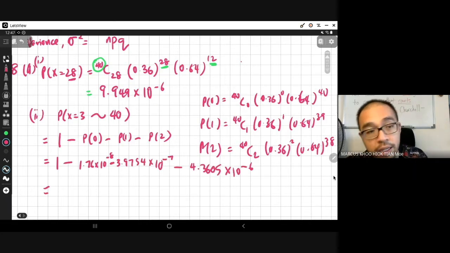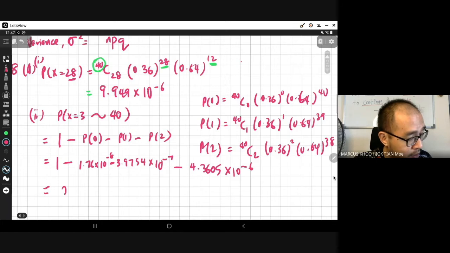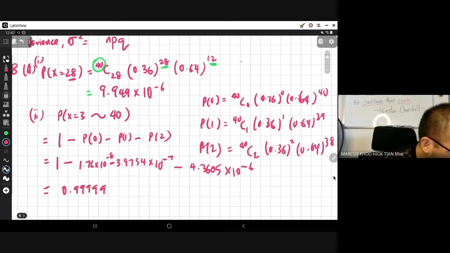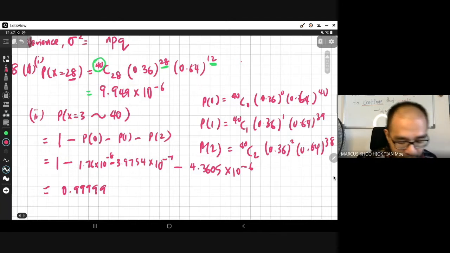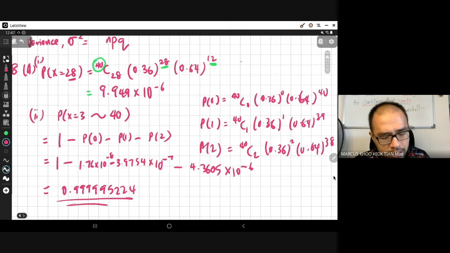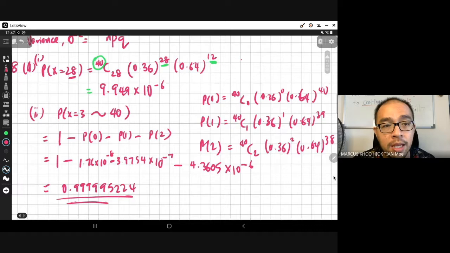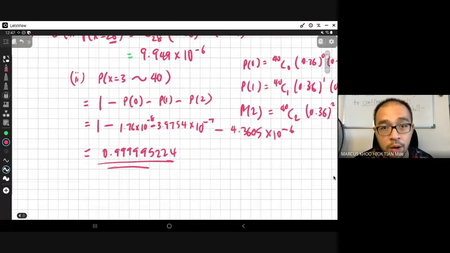Okay, so when you calculate this, 1 minus blah, blah, and blah, you will get about the answer 0.99999 5 5 2 2 4. Okay, this is a very, not to say strange question, but okay, what if you get an answer like this? Our first instinct is to round it. But if you round it, it becomes 1.